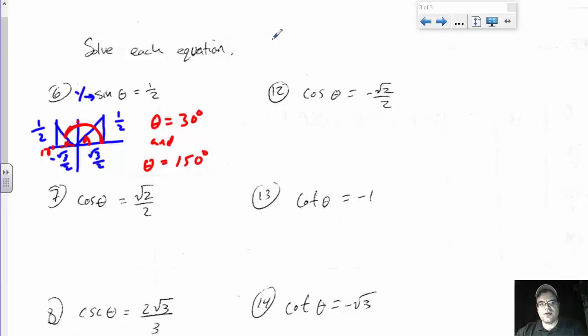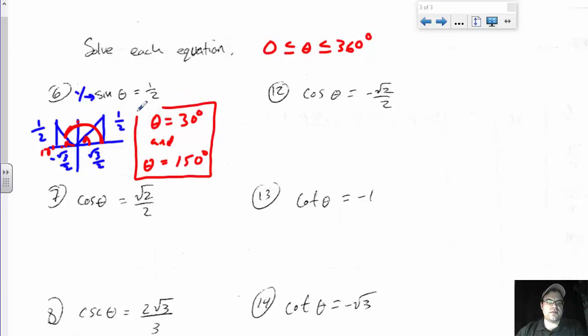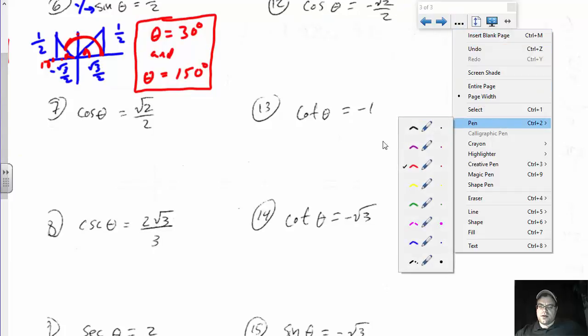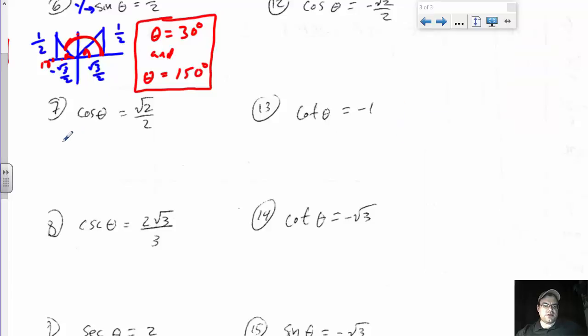And your answers should always be between 0 and 360. Because if you don't, you'll get way too many answers to grade. So just give me the answers between 0 and 360. And that's how you do that question. So let's go ahead and do number 7. I really want to finish this because I too have things to do like you guys do, right?